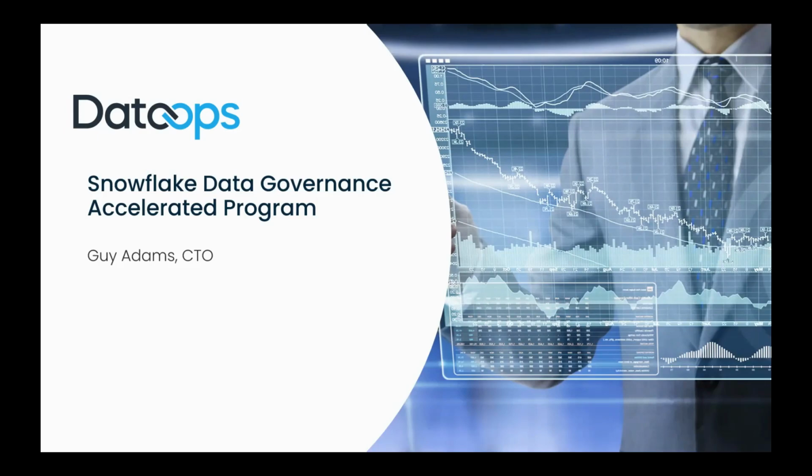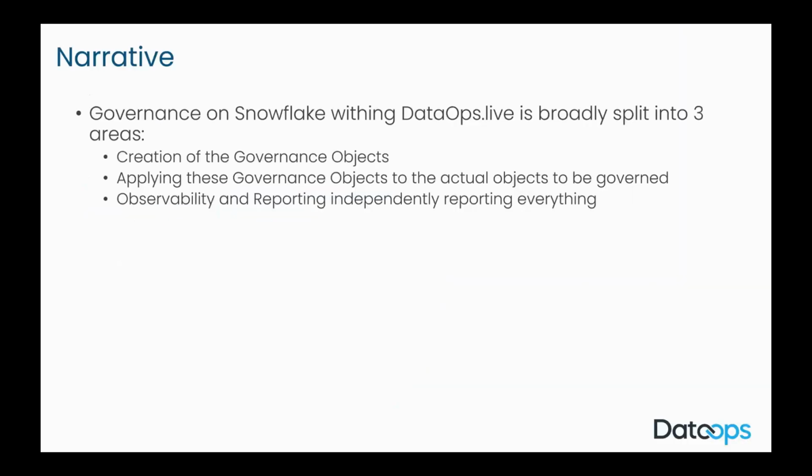In this demonstration, I'm going to show how the features of DataOps.live support the Snowflake Data Governance Accelerated program. I'm going to cover features broadly in three buckets. The first one is all about the creation of governance objects: tags, masking policies, row access policies, things like that. The complete life cycling of them, so how we create them, how we update them, how ultimately they're deleted if they're not needed, all automatically through a pipeline, but also the permissions around them, making sure the right users have got the right permissions to apply and use these.